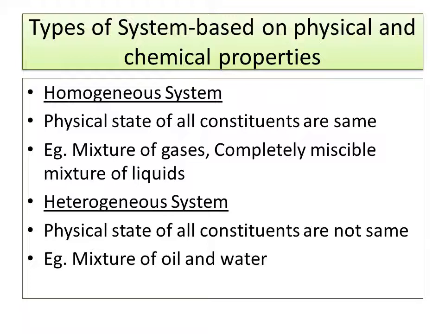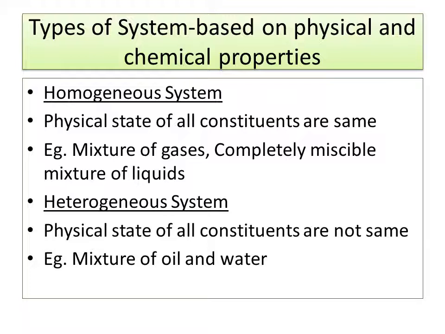On the basis of physical and chemical properties, system can be divided into two types. One is homogeneous system and the other one is heterogeneous system. What is homogeneous system? A system is said to be homogeneous if the physical state of all the constituents are same. For example, mixture of gases, completely miscible mixture of liquid, all are having a single phase, so called homogeneous.